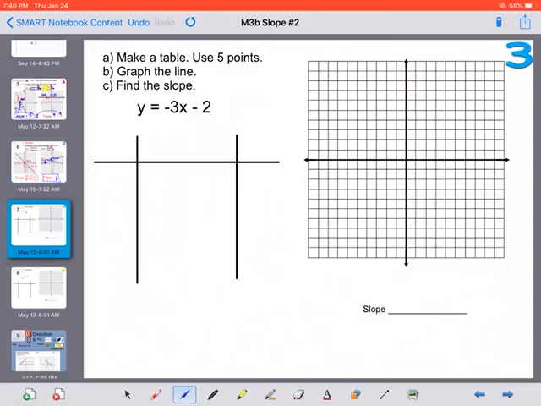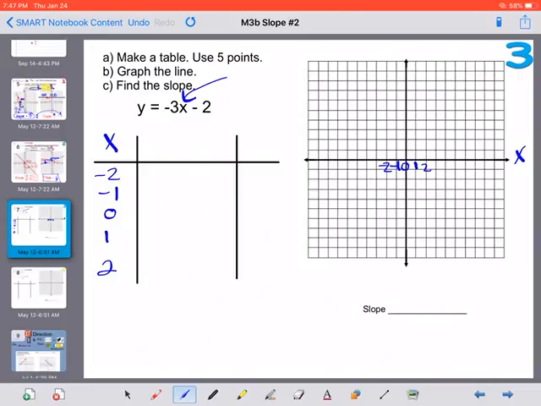All right, on the back side, we have some directions. It says make a table, use 5 points. So when we plug in numbers for x into our equation, those are the numbers we're picking. So we want to pick some in the middle of our graph, a couple positive, and a couple negative. So we're going to pick -2, -1, 0, 1, and 2. We don't want to pick only positives or only negatives because that might not end up on our graph.